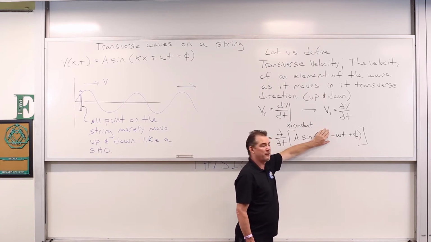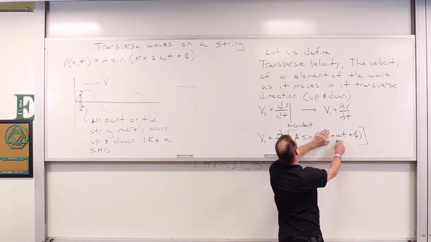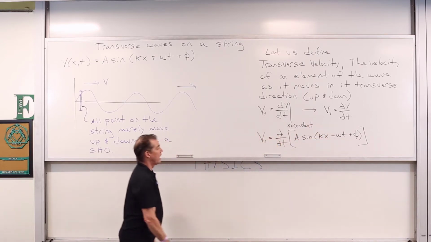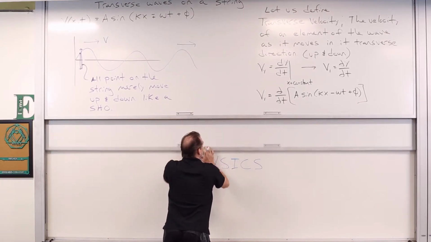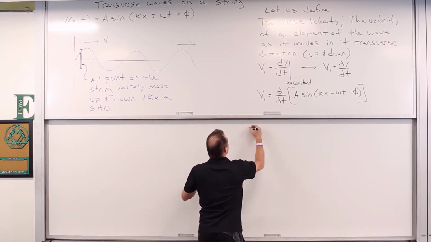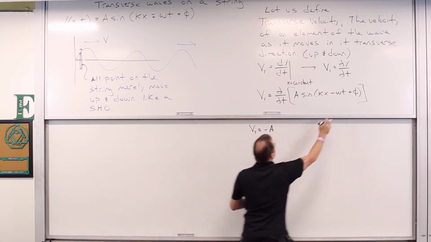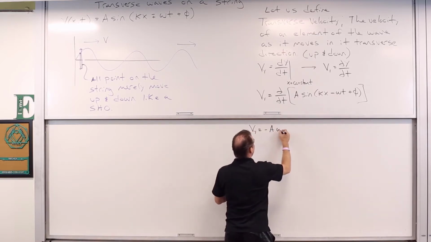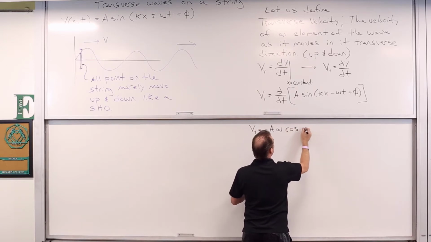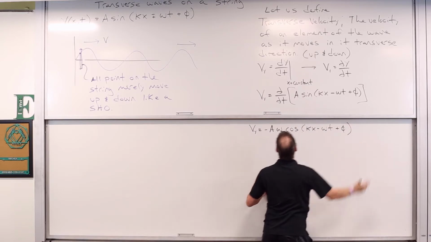So we're taking the derivative of sine. What's the derivative of sine? That's right, the derivative of sine is cosine. But then we've got this negative omega t. Sine's an odd function. The negative sign can come out. And we've got ourselves that v sub y is then going to be equal to negative a, and then we've got this omega t that we're taking the derivative with respect to, negative a omega times the cosine of kx minus omega t plus phi.